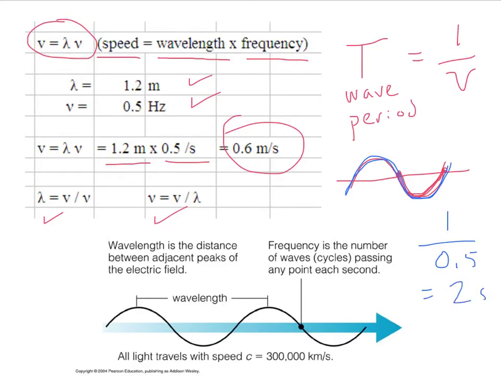And that makes sense, because if it takes me 1 second to get through half a wave cycle, it would take 2 seconds to get through a whole wave cycle. So wave period is 1 over frequency, and it's also true that frequency is 1 over the wave period, since those are inverse of each other.